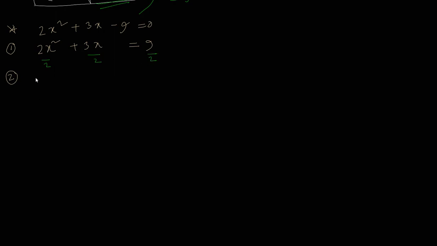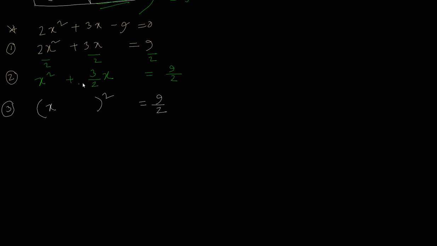So what am I left with? I am left with x square plus 3 over 2x equals 9 over 2. Now as you remember, I'm going to set up my problem. So I'm going to use parenthesis x, and put a square here, and write down 9 by 2 as it is.